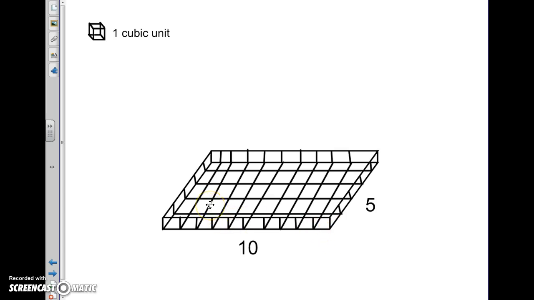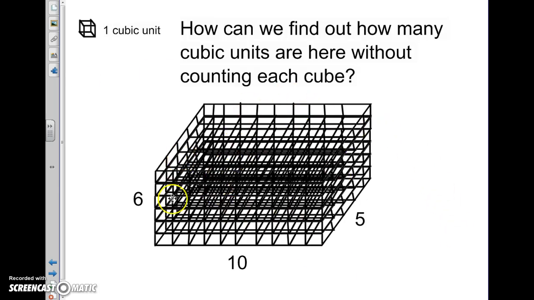Another way is we could count them up. But here I just have one layer of these cubic units. So I have 1 here, and 1 here, 1 here, 1 here, and 1 here. I have 5, right? And then 1, 2, 3, 4, 10. And again, to find the volume of this layer, we would just multiply the length times the width. The length times the width of the base here would equal 50, correct? But this rectangular prism is not just one layer of cubic units tall, it's 6.